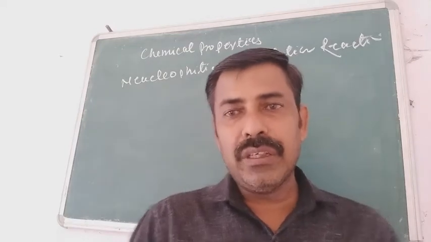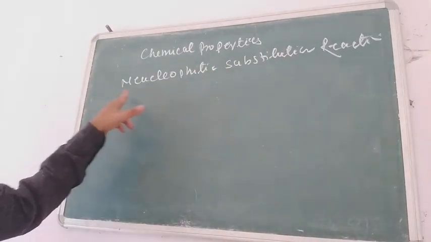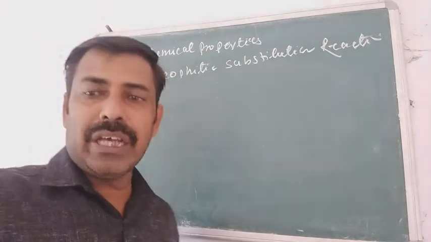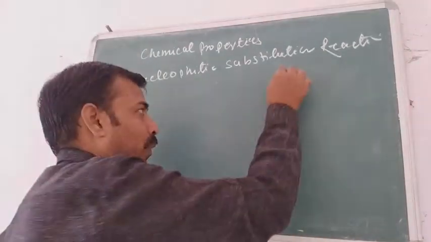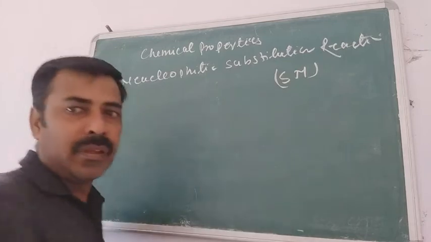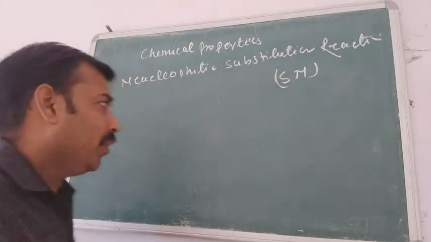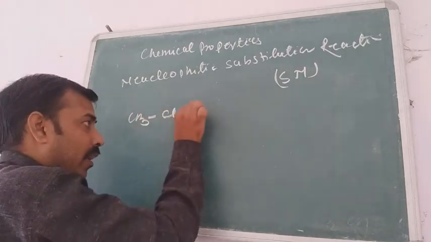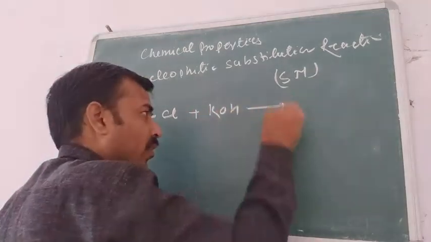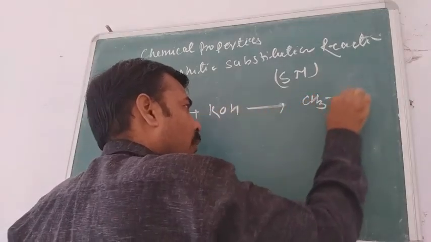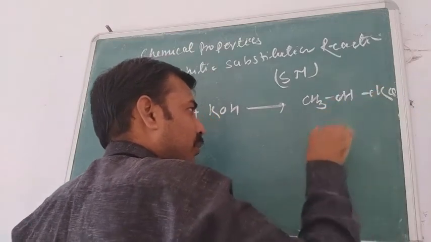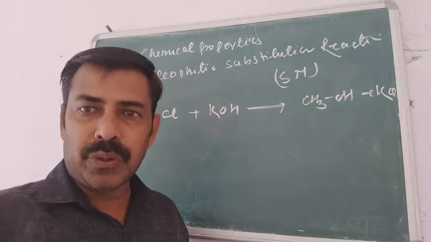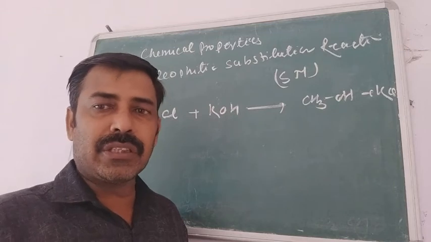So here we are going to see the chemical property, the nucleophilic substitution reaction, which is well known as the SN reaction, substitution nucleophilic. We are taking the simplest example. When haloalkane, I am taking methyl chloride, is treated with aqueous KOH, it forms CH3OH plus KCl. A substitution reaction, the Cl is substituted by the hydroxyl group. This is called substitution nucleophilic, or the nucleophilic substitution reaction.